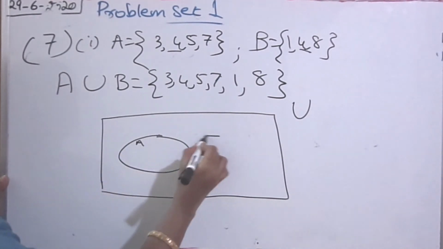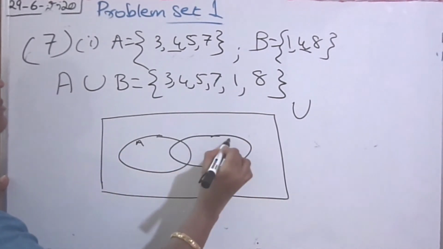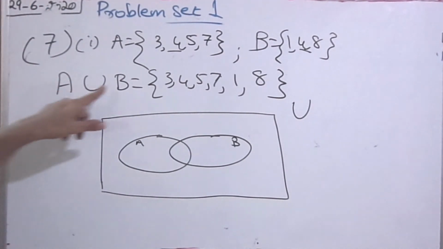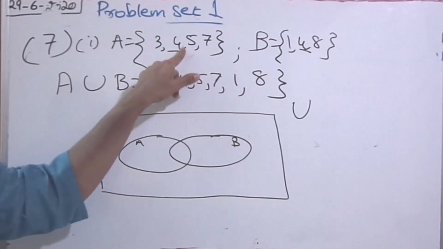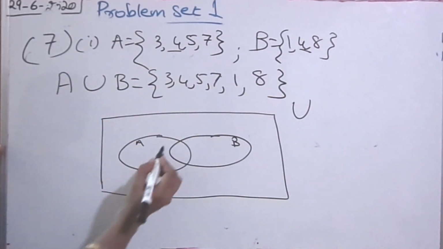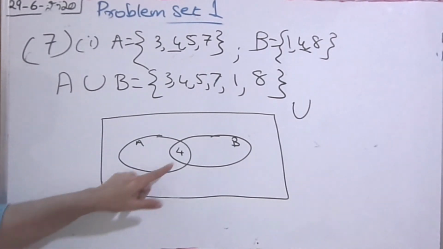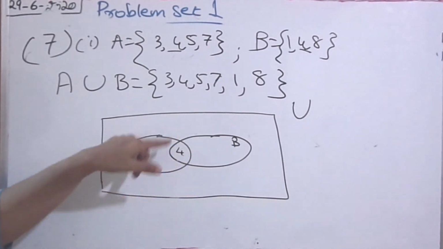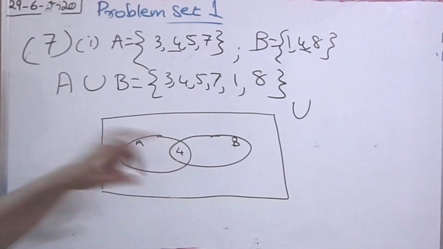A, B. Now, A is 3, 4, 5, 7. But which is common in both? 4 is common in both, now. That will come in this overlap part. Common in both. For A and B, both this 4 will come. So that is why I am writing in this overlap part.